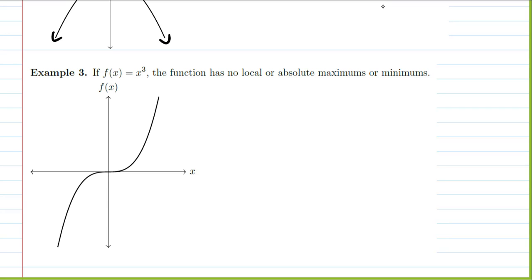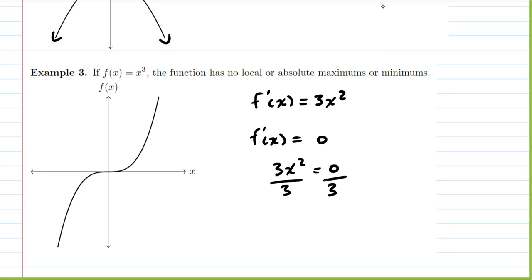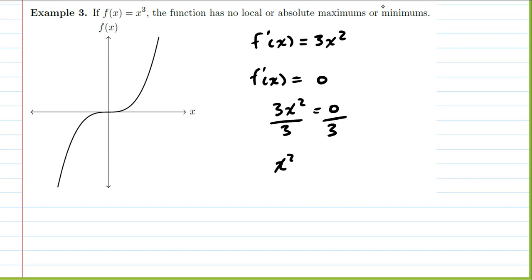Even more so, if we take its derivative, what is f prime of x? We get 3x squared, right? So then if we set f prime of x equal to 0, that gives us 3x squared is equal to 0. We divide by 3, divide by 3. So we get x squared is equal to 0. Taking our square root, we get x is 0. So when x is 0, what's our slope? 0, right?